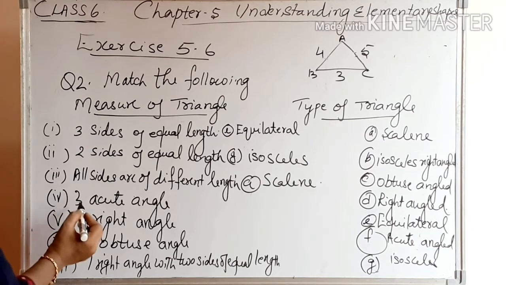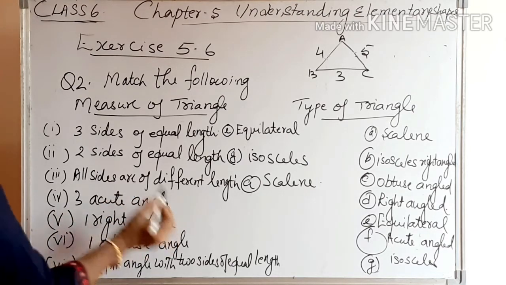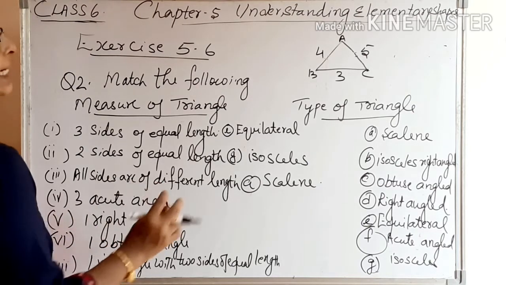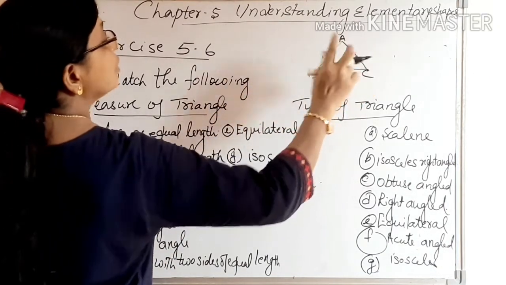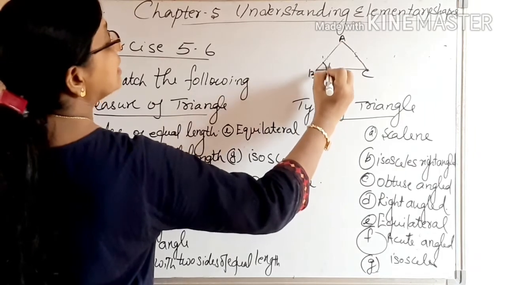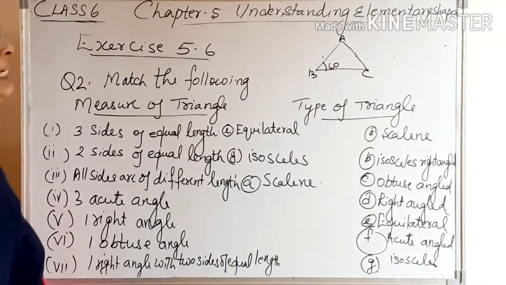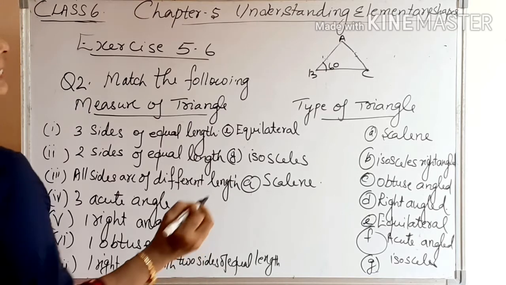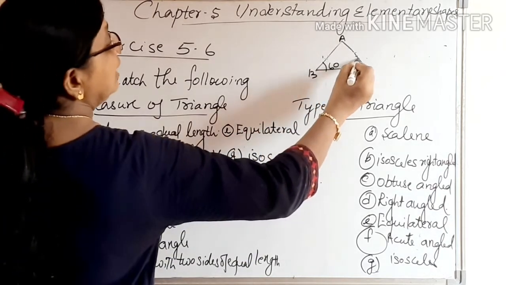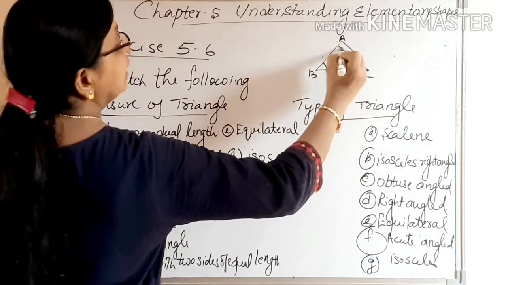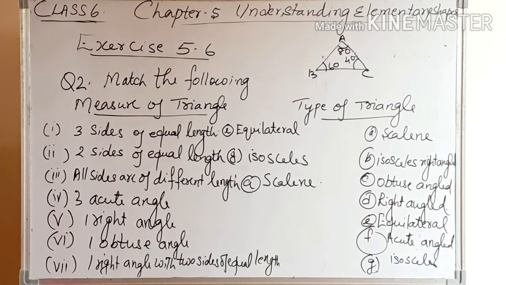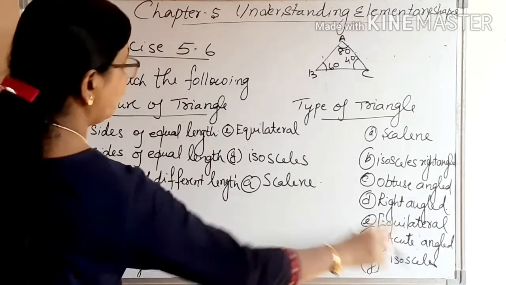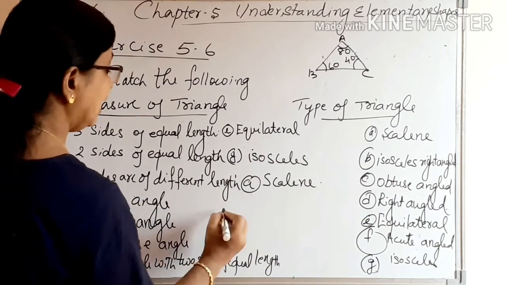Fourth one, 3 acute angles. 3 angles are acute. In this triangle, suppose all 3 angles are less than 90 degree. That means maybe this is 40, this is 80. All 3 angles are less than 90 degree. Which kind of triangle is this? Acute angle triangle.